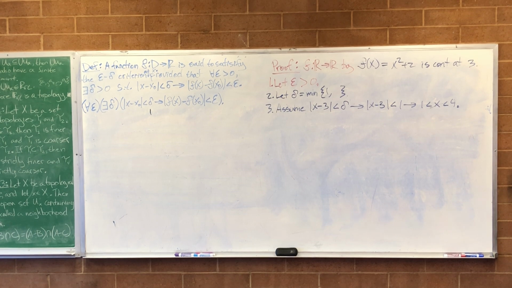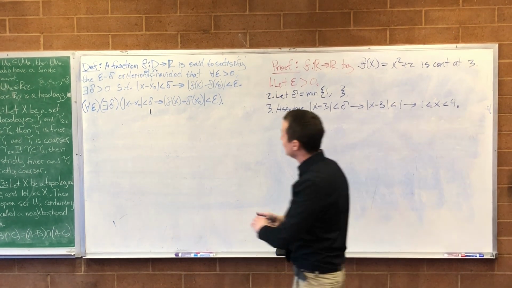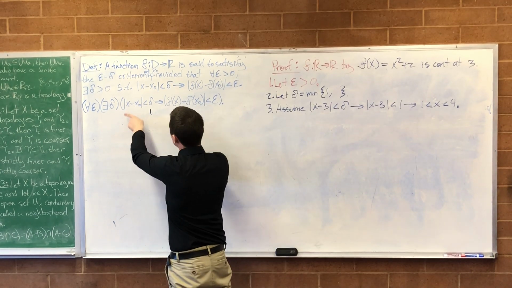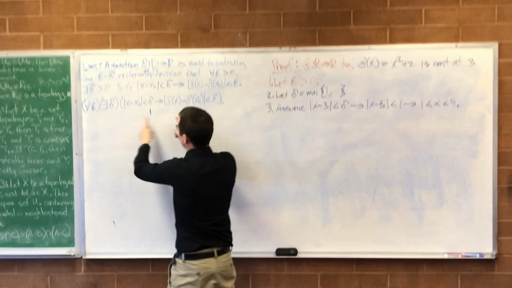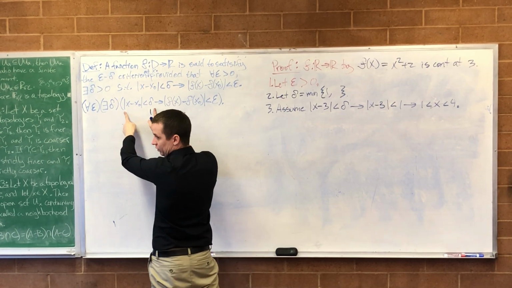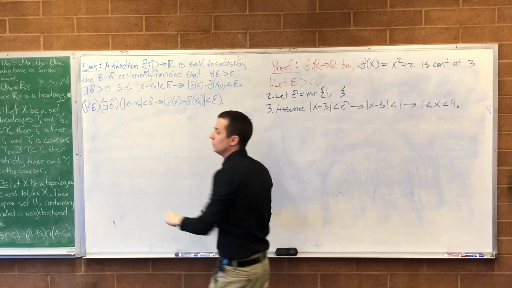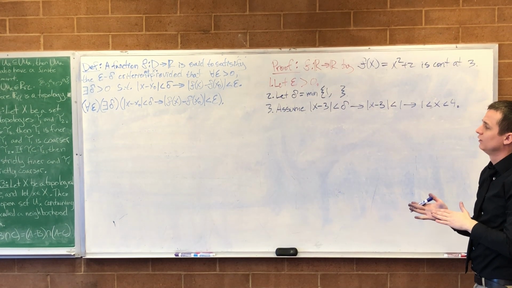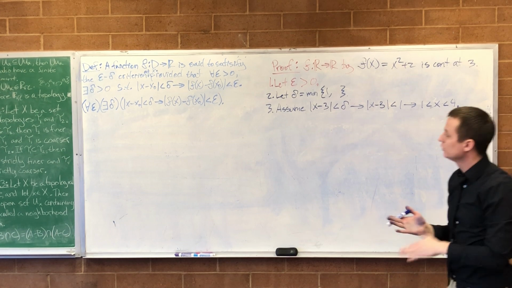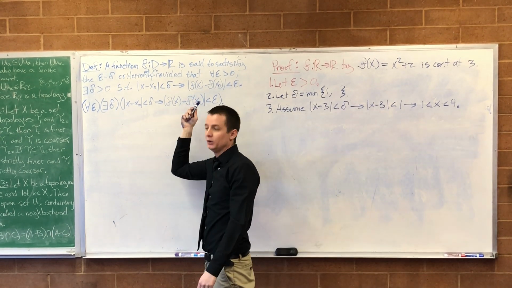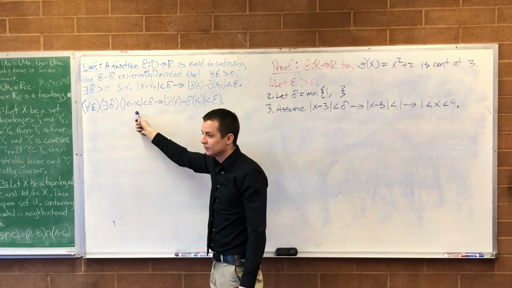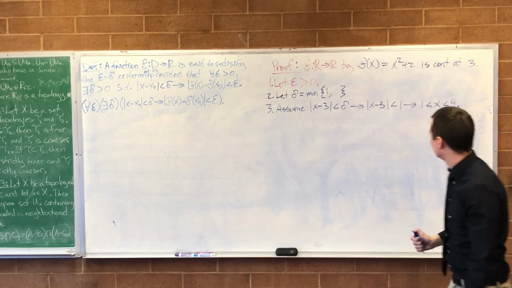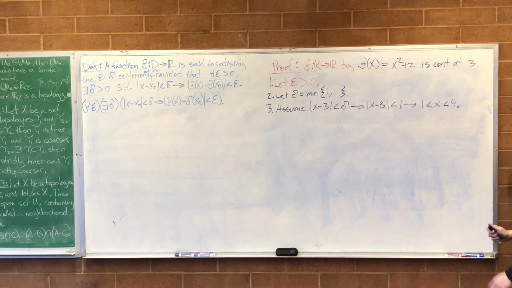I'm missing why we can assume that |x - 3| is less than delta. We're proving this implication. How do you prove an implication? You assume the antecedent and show that implies a conclusion. We're showing this implies this. We're not proving this is true. A function is continuous if this implication is true. How do you show the implication is true? You show that the antecedent implies a conclusion. So assume the antecedent, and now we're going to show that implies a conclusion.